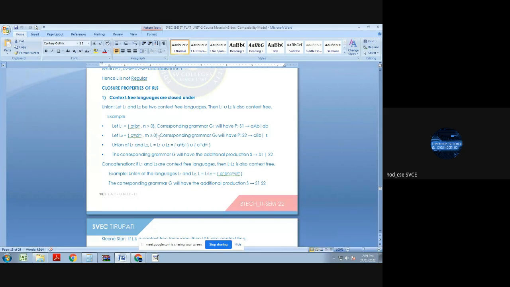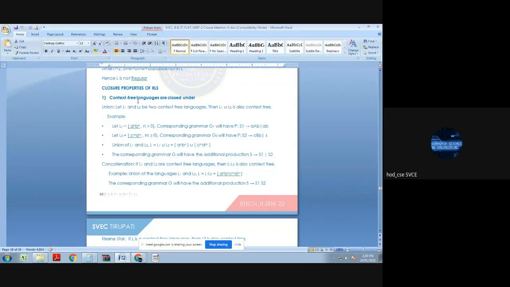And the second one, L2 equal to c power m d power m, where m is greater than or equal to 0, such that the union of L1 and L2 will become a power n b power n union c power m d power m. So this will also be a context-free grammar. L1 is context-free, L2 is context-free, and L1 union L2 is also context-free. So context-free languages are closed under the union operation.